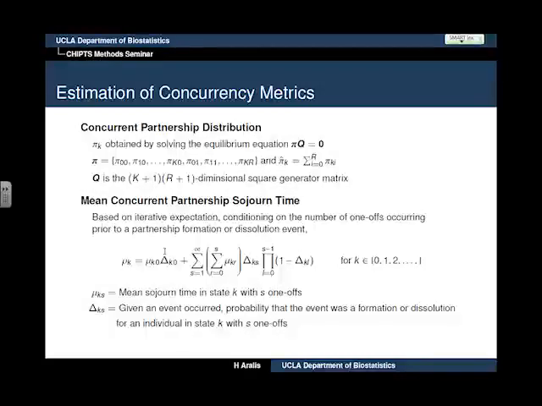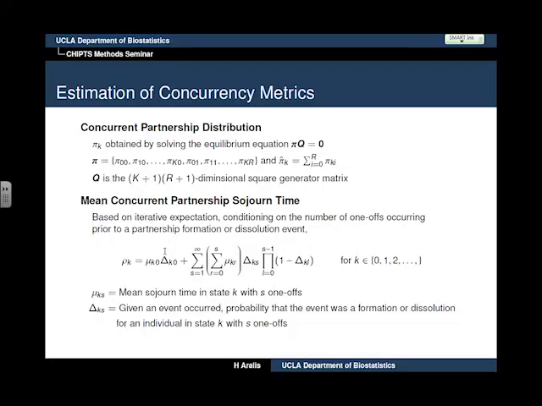Okay, and so lastly, one of the objectives was to be able to estimate those quantities we were interested in, and to do that simply from the model formulation, so the concurrent partnership distribution. We can estimate that by solving the equilibrium equation, so pi q equals zero, where q is the infinitesimal generator matrix.